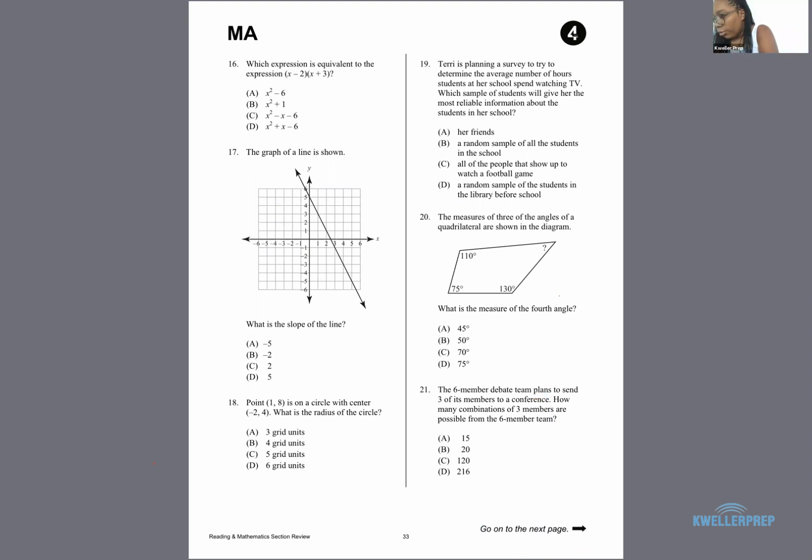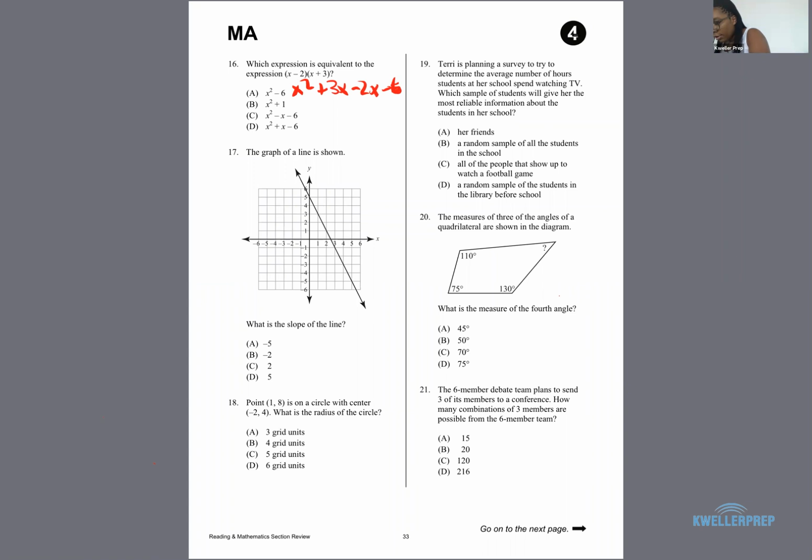Which expression is equivalent to the expression x minus 2 times x plus 3? This one, you just have to FOIL out to get the answer. So x times x is x squared. And you have x times 3 gives you 3x, so plus 3x. Then the -2 times the x, you get minus 2x. Then the -2 times the 3 gives you minus 6.